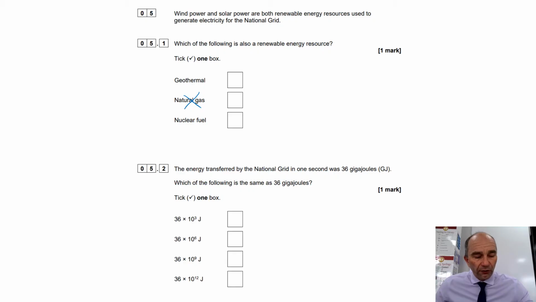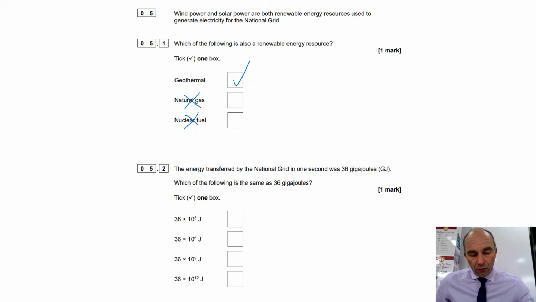Coal, oil and gas, I should say. And the 4th non-renewable energy source is nuclear fuel. So that one's going to be wrong as well. So geothermal, using the heat from the rocks underground, that is very much renewable. This one, question 5.2, is just knowing your prefixes. Giga, which of the following is the same as 36 gigajoules?